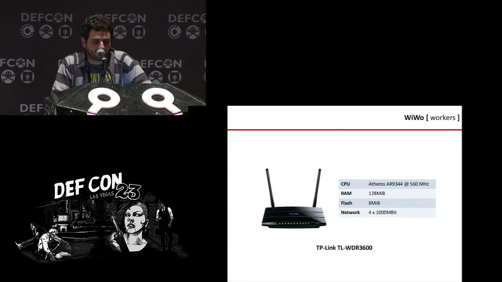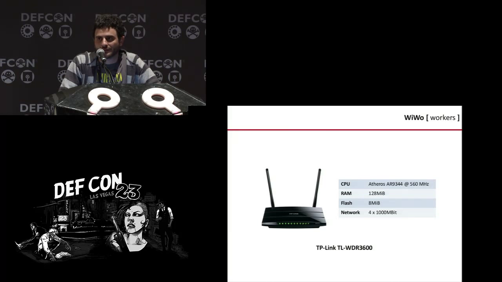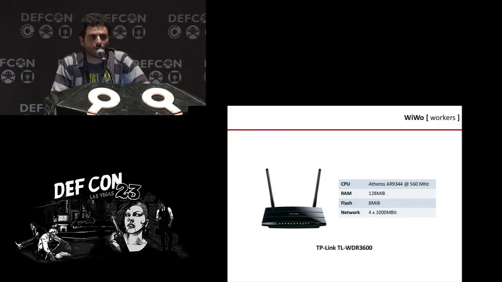We also chose this other kind of router. It's another TP-Link. The main feature of this kind of router is that they have two wireless interfaces. One of them works on 2.4 gigahertz, and the other one on 5 gigahertz. We designed and implemented WeWo to support routers with more than one interface.